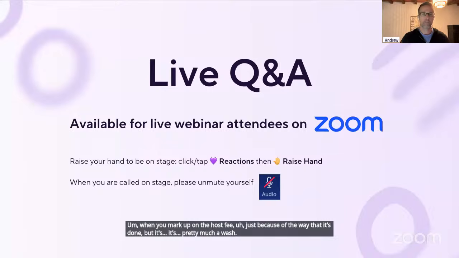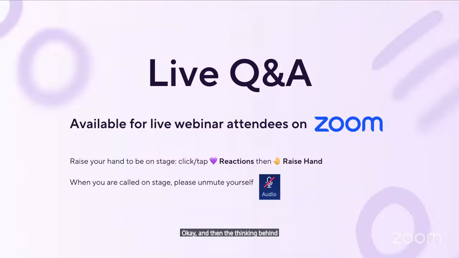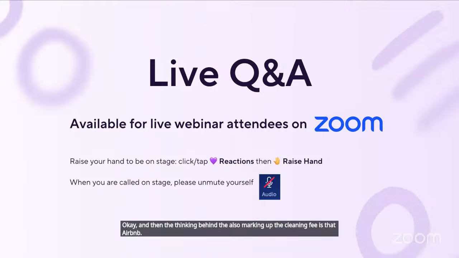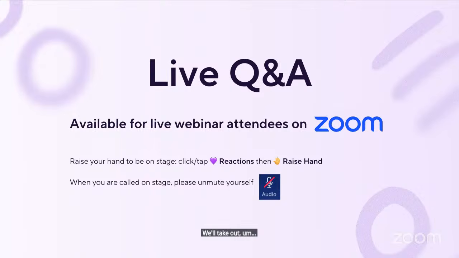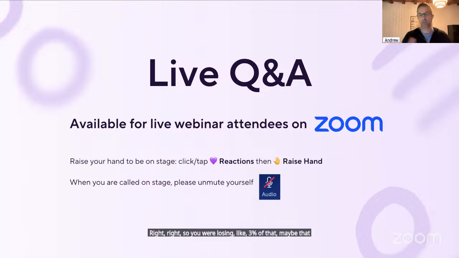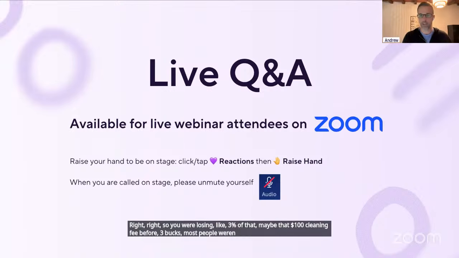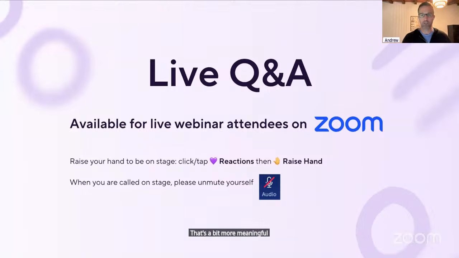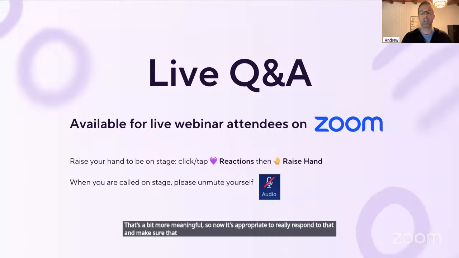Yeah. Okay, and then the thinking behind also marking up the cleaning fee is that Airbnb will take out their new fee structure from the entire revenue, correct? Right. So you were losing like 3% of that, maybe that $100 cleaning fee before, $3. Most people weren't really paying attention to it. Now it's 15.5%. So you're only getting $84.50 from that $100 cleaning fee. Now that's a bit more meaningful. So now it's appropriate to really respond to that and make sure that you're getting your expectation on those fees.